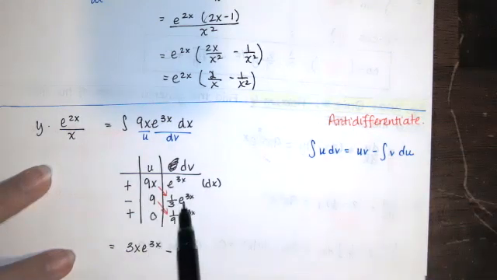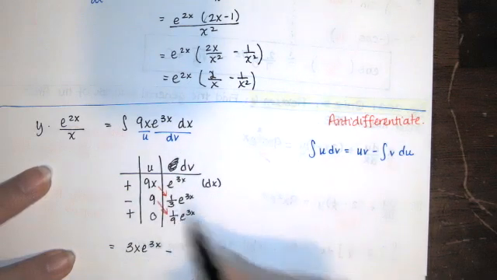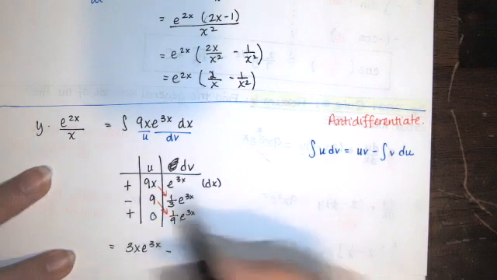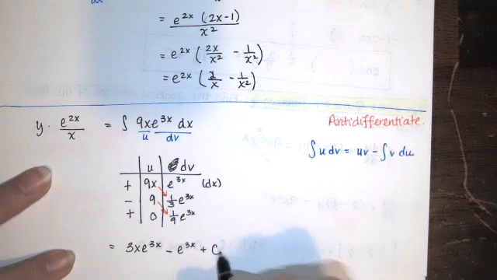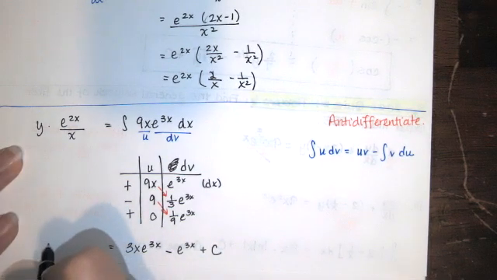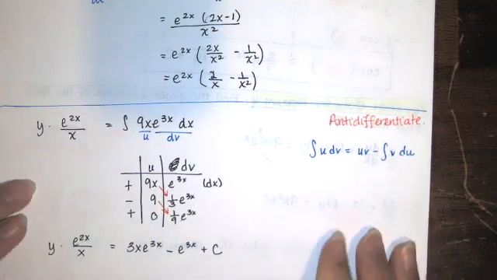We multiply across this diagonal, we multiply by +1, and then we add, and then we multiply across this diagonal, we multiply by -1, and then we add. So the 9 times a 1/9 is 1, and then we multiply with the -1, so it's going to be a negative e to the 3x plus c. And all of this is equal to y times e to the 2x over x.